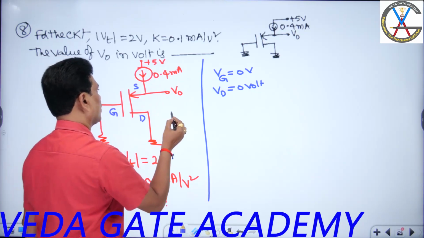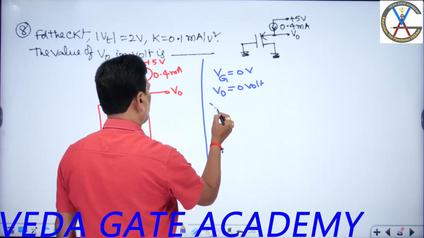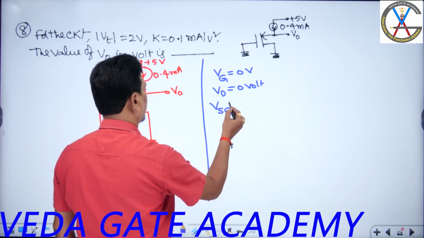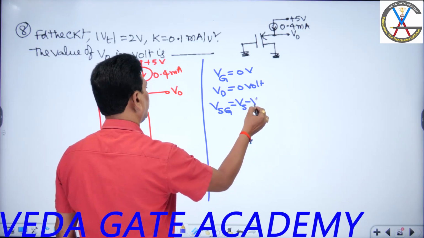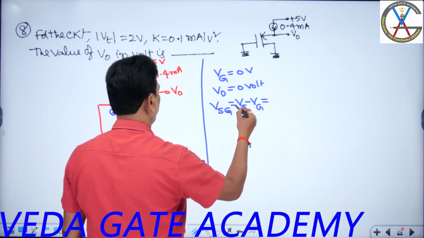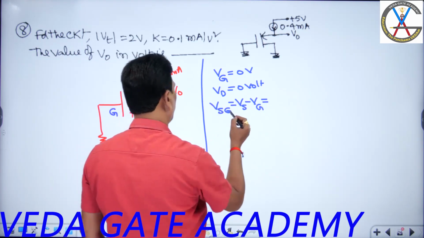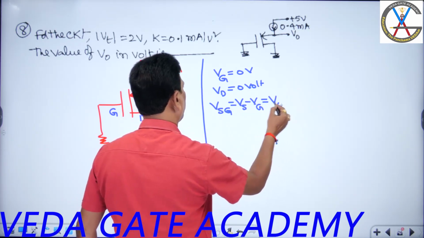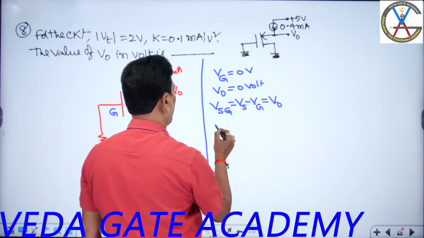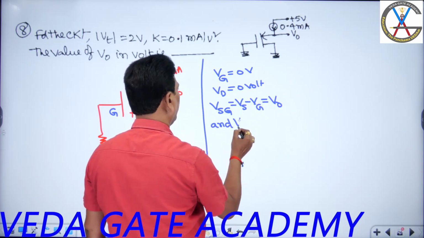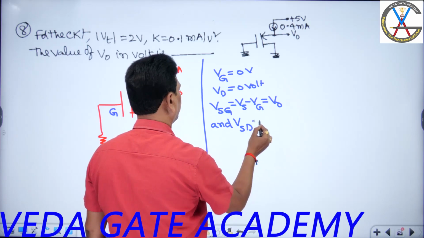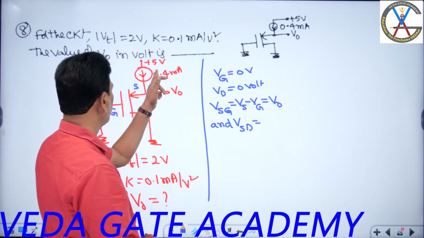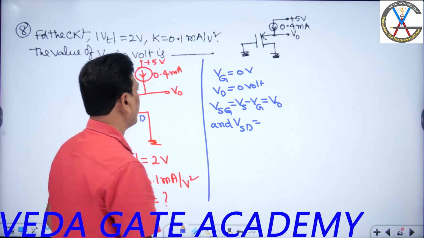And what is the source potential? If I go for VSG, VSG equals VS minus VG. VS means V0 here, so V0 minus 0 equals V0. And VSD also, you see now: VS equals V0.